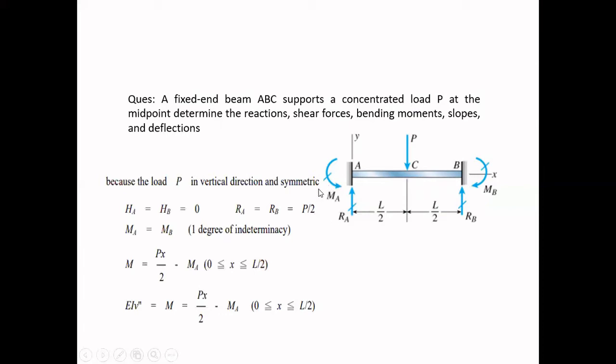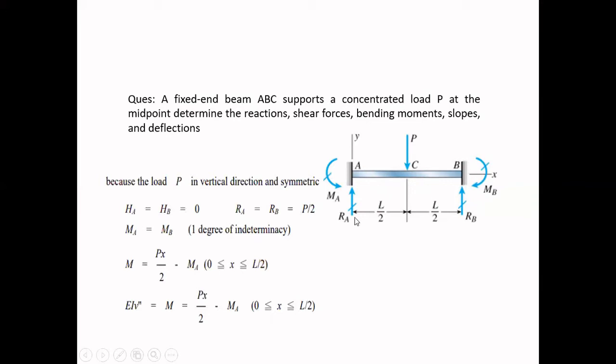In this case, we can clearly see that there will be three forces at each end. One will be vertical, the other will be horizontal, and the third one will be the moment. So this is a vertical force RA. The horizontal force will be HA over here and HB over here. We can clearly see that HA will cancel out HB because the load is acting at the mid span. So we can simply say HA is equal to HB is equal to zero. MA is the moment due to this fixed end, and also MB, the moment due to this fixed end.